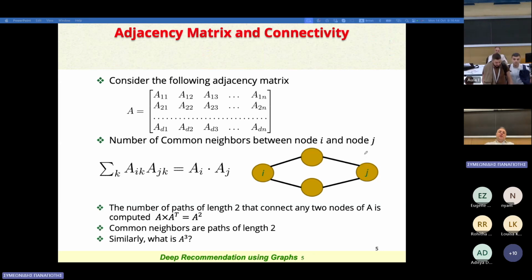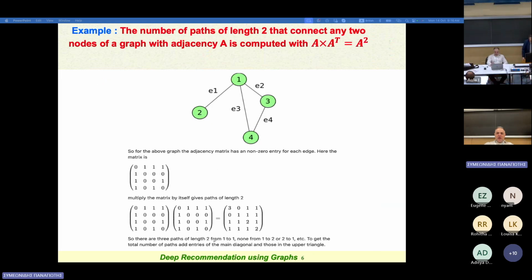So here we see that if you take an adjacency matrix and we take it to the power of 2, then we get the paths that connect two nodes of length 2. And if we want the paths of length 3, we just take the cube of this matrix. Here there is an example of how you can compute the paths of length 2.